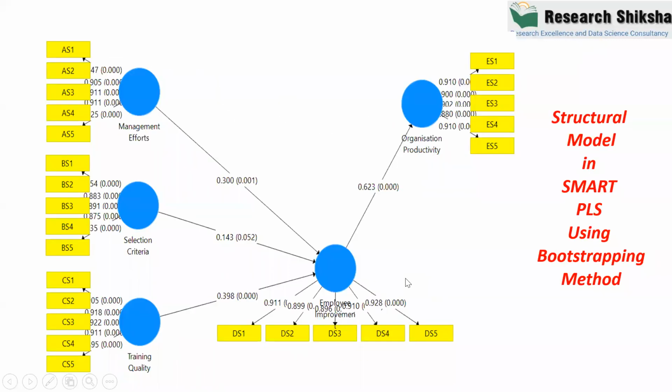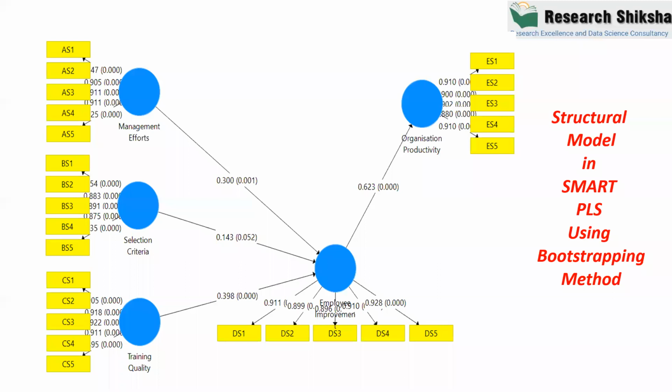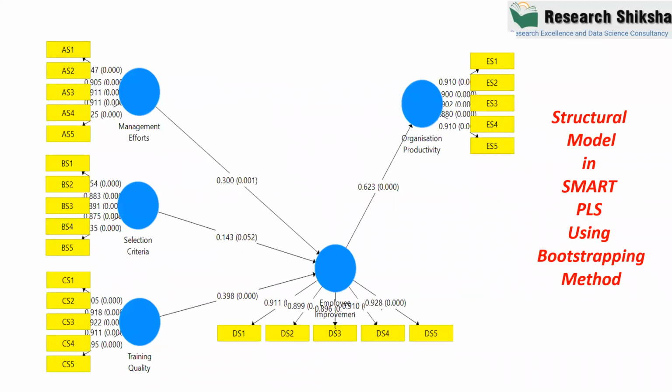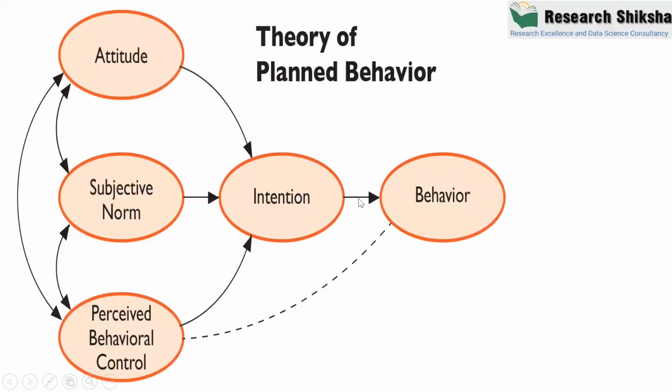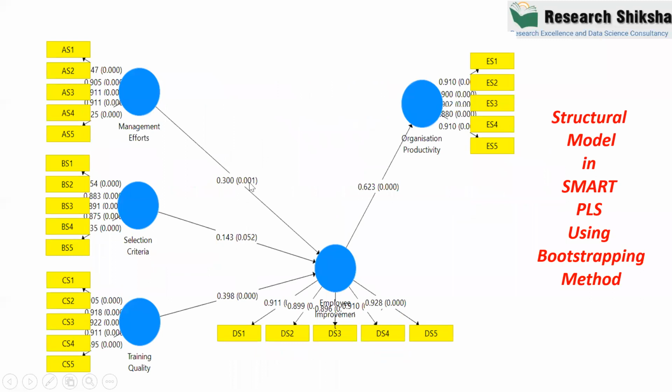Basically, these two pictures I am showing you: this is the structural equation model in Amos, and this is the structural model in PLS. In both the models, the data is the same, everything is the same. Now the results you can see, for example, this path coefficient is 69 and this path coefficient is 62. Similarly, this path coefficient is 29, 14, 44, and these path coefficients are 30, 14, 39. So you cannot say that both SEM and PLS are giving you the same result. This is not true, right?